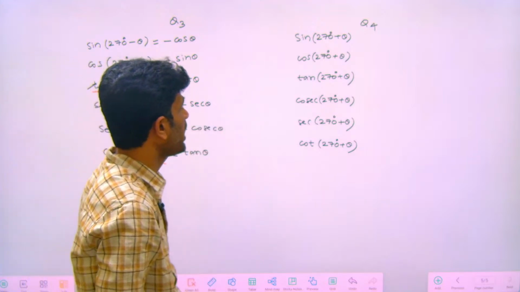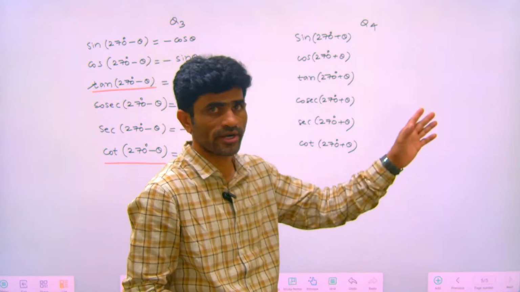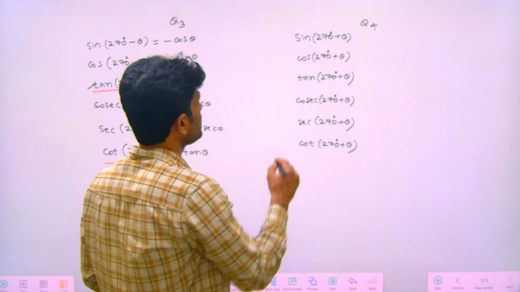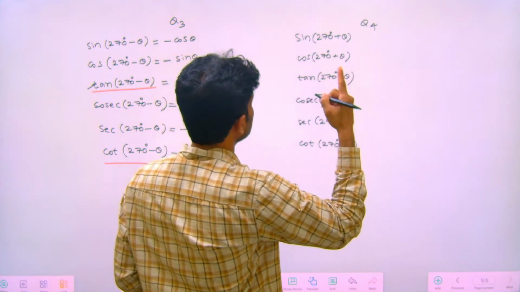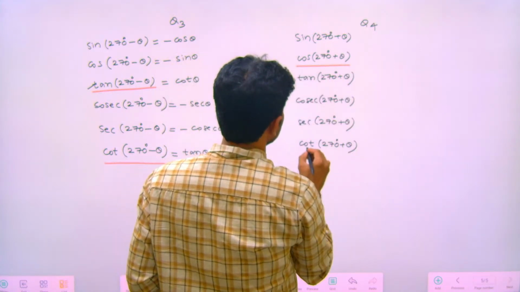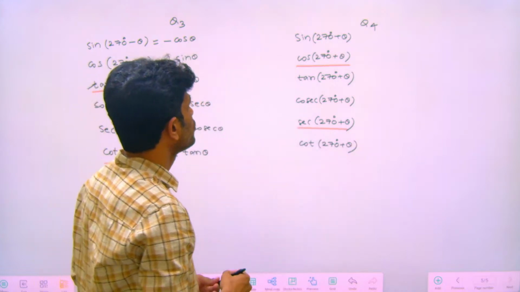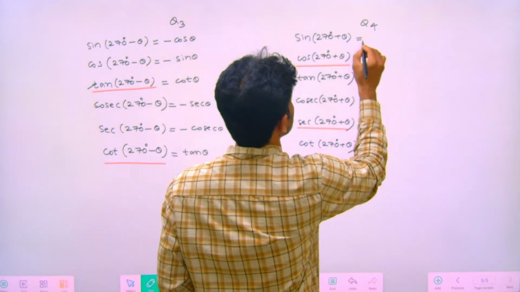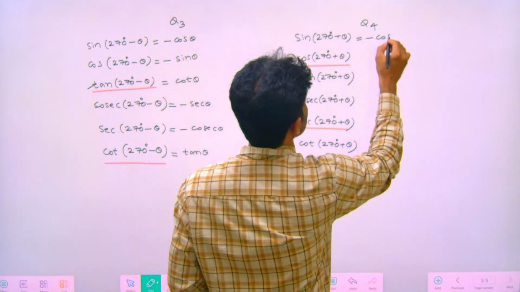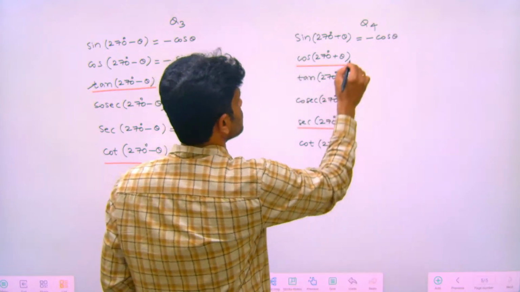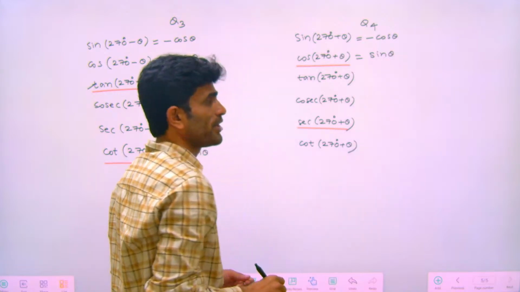So see this here, what happens? For 270 plus theta, it is in the fourth quadrant. In the fourth quadrant, which are positive? In the fourth quadrant, the last word is "cup". So cups means cos theta and its reciprocal secant theta are positive. Remaining all are negative. And here the ratio will be changed. So the sign will be changed as minus cos theta. And this is plus sin theta, because cos is positive in the fourth quadrant.